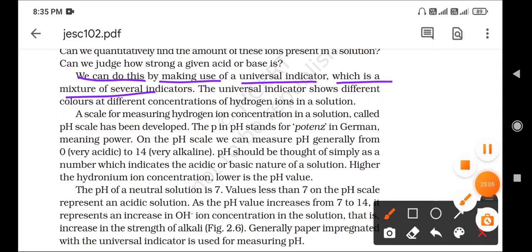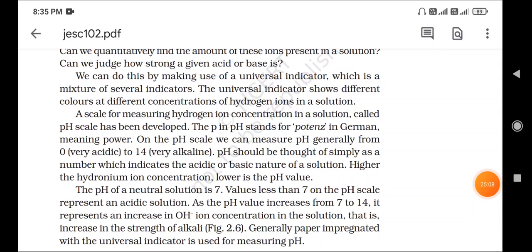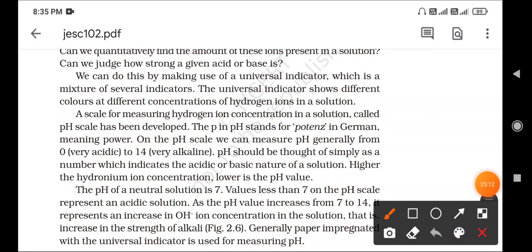One more question here. What is a universal indicator? You can write: it is a mixture of several indicators. A mixture of several indicators is called the universal indicator.